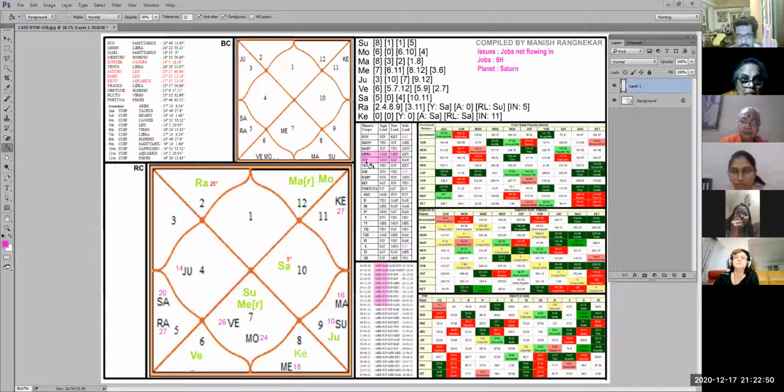Jupiter's result will be given by the nakshatra lord, which is Saturn. Okay, so Saturn has popped up. Mercury's nakshatra lord is Mercury. Basically these two are on because they are the Mahadasha and Antardasha lords. So Mercury is on, Saturn is also on. I'm just using the same steps I gave you.